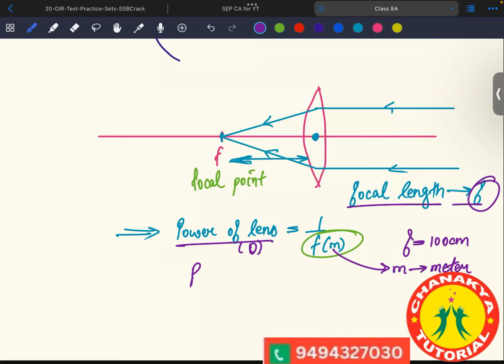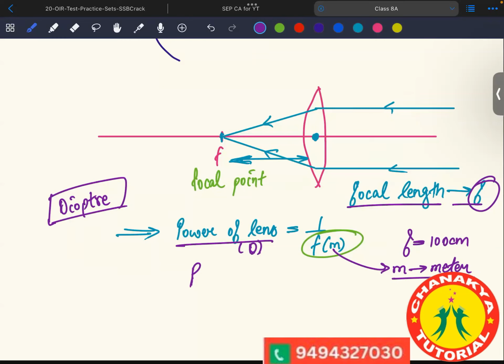What is the spelling of that? D-I-O-P-T-E-R. Okay, I think it is this. You can Google it. Okay, diopter. So the unit of power of lens is diopter.